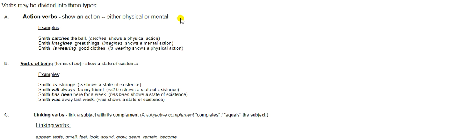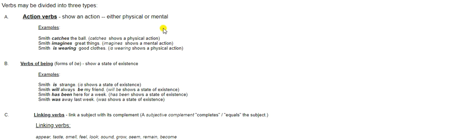What that means is a physical action would be like Smith catches the ball. That's something that Smith is doing physically. You can see it happening, okay? It's a physical action. But if I said Smith imagines great things, that's a mental action. So they're both still something that Smith is doing. One he's doing with his body, or she, I don't know about this Smith person, and one is the thing that Smith is doing with their mind. Okay, that's what I mean by mental action.